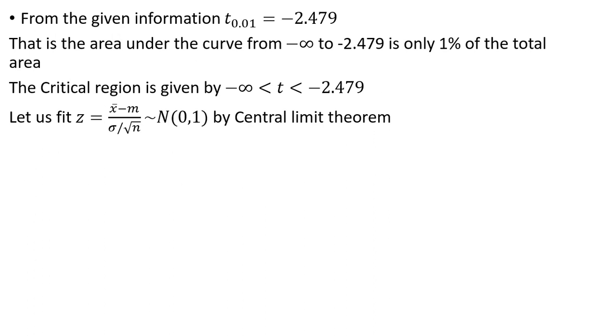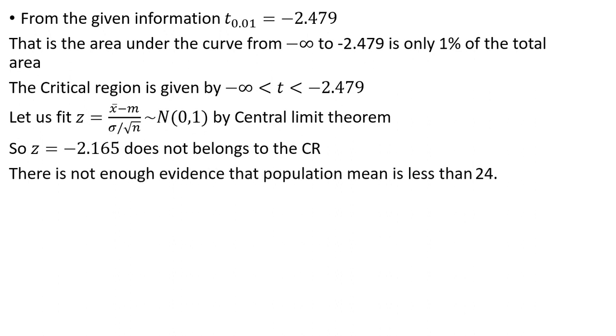So Z equal to x bar minus m by sigma by root n. You should find out Z, and Z is minus 2.165, which does not belong to the CR, the critical region. So your conclusion will be there is not enough evidence that the population mean is less than 24.